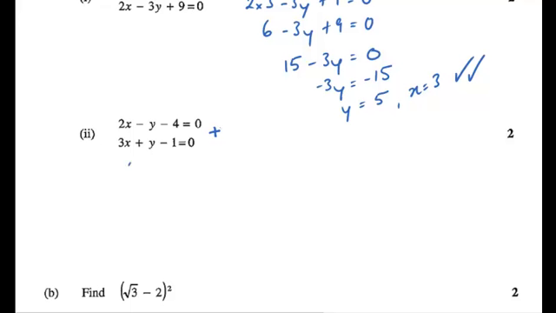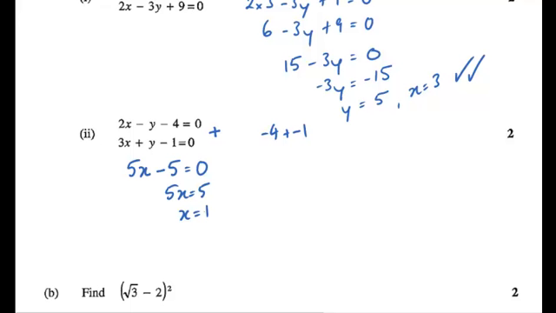2x plus 3x is 5x. Negative y plus y is 0. Negative 4 plus negative 1. Think about it. Negative 4 plus negative 1, so negative 4 minus 1 is negative 5. 0 plus 0 is 0. And then solve that equation. So add 5. 5x equals 5. x equals 1. Please don't stop there.